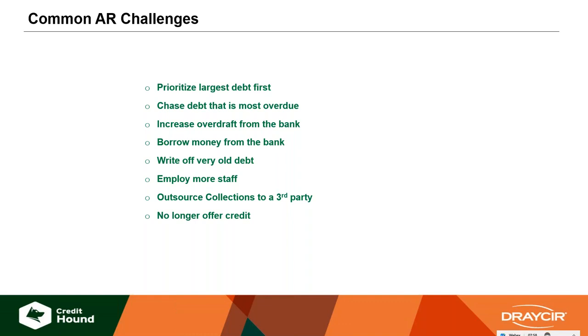Also, as a result of these issues, some businesses end up having to increase their overdrafts or borrow money from the bank as well, which is a very expensive way to deal with a cash flow problem. And as we've already touched upon, some businesses have to write off very old debt, again, which is money literally just thrown down the drain. Some businesses have to employ more staff to deal with the issue. And if you think of the average salary of a collections person, what that might mean to the business, just to get paid on time.